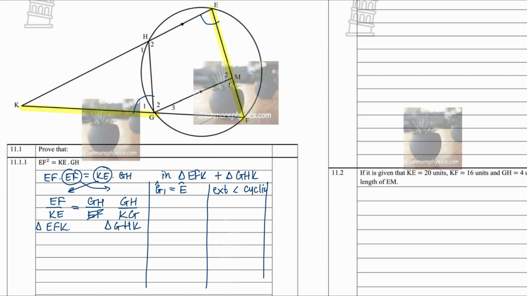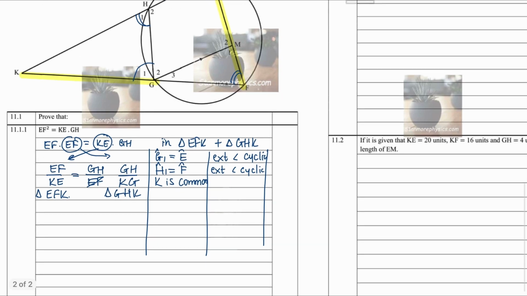Then we can say the same thing for H1. We can say that H1 is equal to angle F. And that's again the exterior angle of a cyclic quad. So then that must mean that, well, angle K is common, so we've basically proven it.